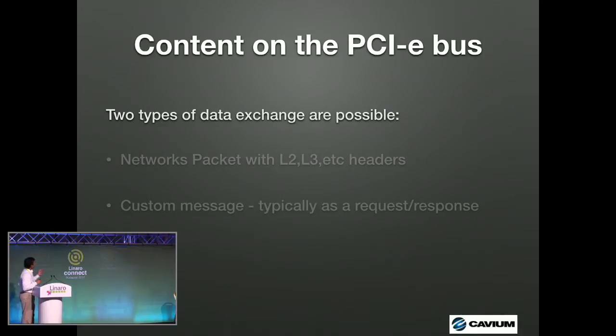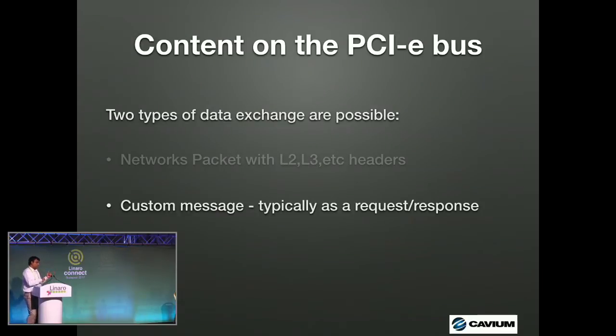Just to reiterate, there are two types of data exchanges possible on the PCI bus. One is network packets, your data plane packets. They can have L2 headers, L3 headers, typical IP protocol packets that you exchange with the host. The second is a custom message, or transport, if you will. The difference is that in the first case, the hardware can be aware that it's a network packet. But in the second case, the hardware cannot interpret the data. It is just raw opaque data. You cannot parse it or treat it like an IP packet.